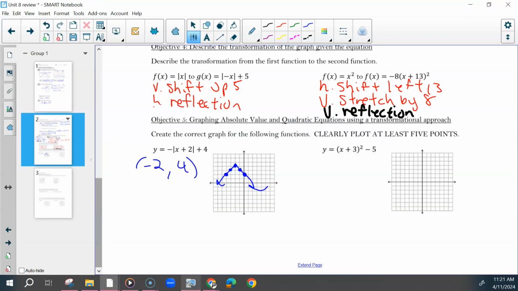Okay. Go put your phones up in a calculator pocket.